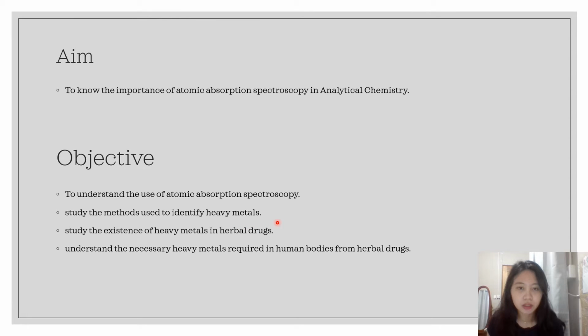For this one, we are going to use the results to find what heavy metals are contained in the herbal drugs. Third is to study the existence of heavy metals in herbal drugs. And last is to understand the necessary heavy metals required in human bodies from herbal drugs.